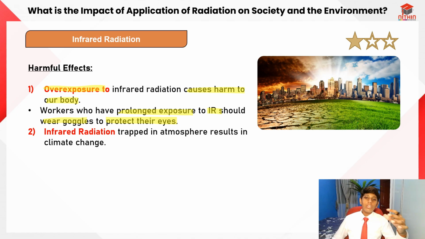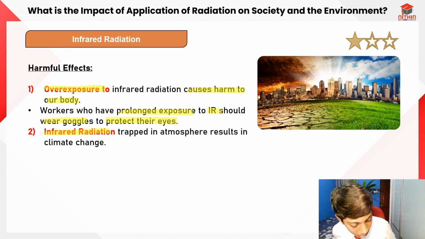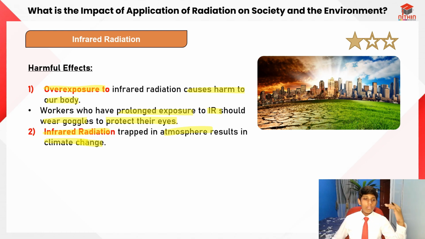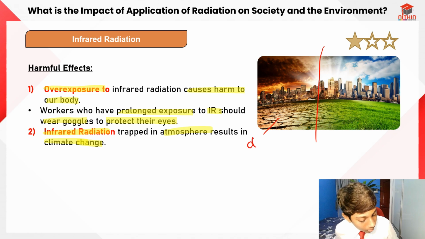If not, it causes harm to their body, right? So in order to prevent that, they wear goggles and protect their eyes. Infrared radiation is also trapped in the atmosphere, which results in climate change. You can see this half of the city is in drought, with bad weather.